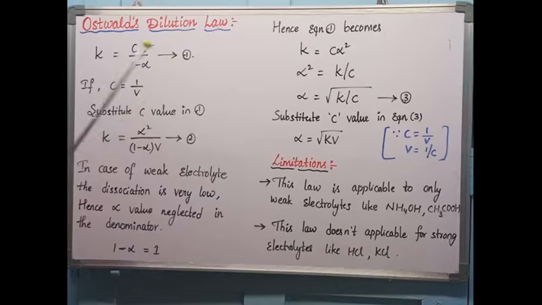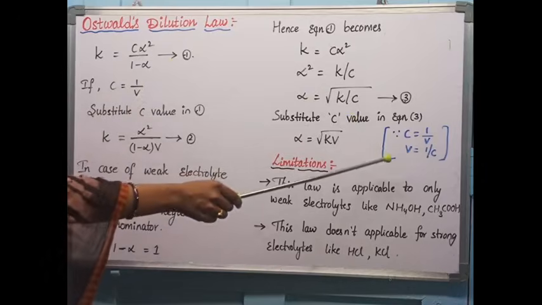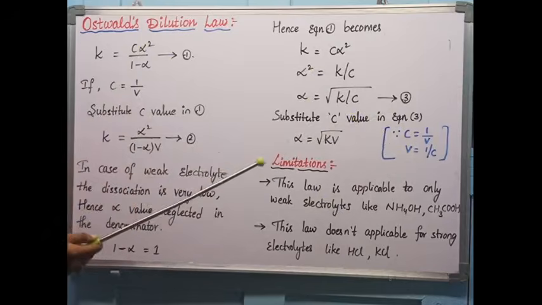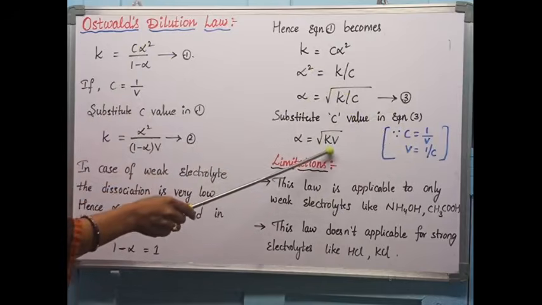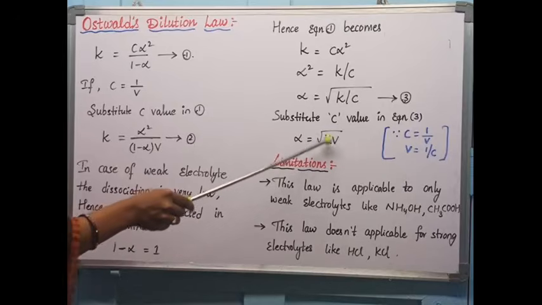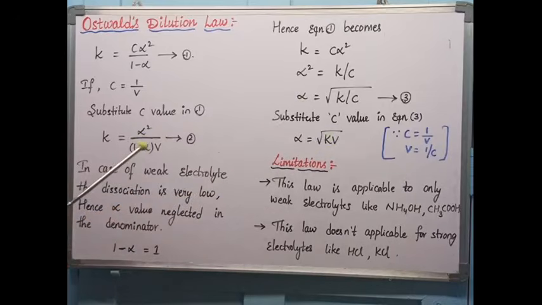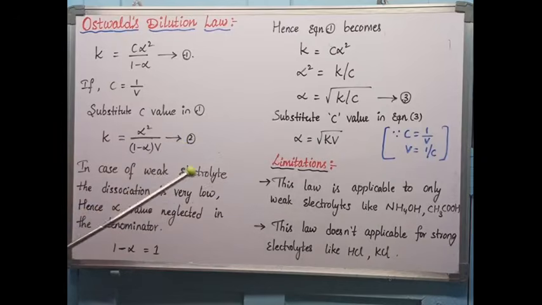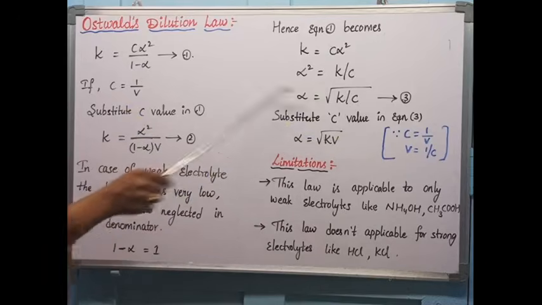Now I am substituting the C value in equation 3. We know C means 1 by V, so from this we can write V equals 1 by C. So 1 by C becomes V, and alpha equals root over K into V. So the degree of dissociation is directly proportional to the square root of the dissociation constant and the volume in liters, and the concentration is 1 mole. When the electrolyte volume is in liters and the concentration is 1 mole, this law is applicable.